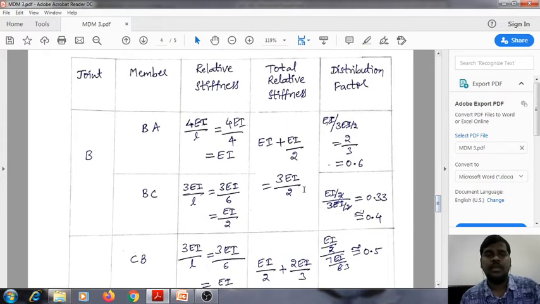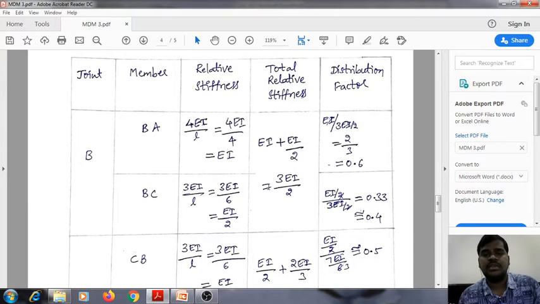Coming to joint B, that is BA, from B to A the far end is fixed, so we have 4 EI by L. Whereas for C, you can see in the question, C is a simply supported end, so the formula will be 3 EI by L. So 4 EI by L if the far end is fixed, and 3 EI by L for a simply supported end. As L is 4, the 4 and 4 cancel, and we have EI. Next, EI plus EI by 2 equals 3 EI by 2.